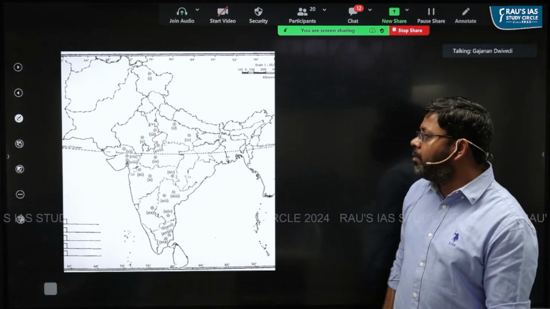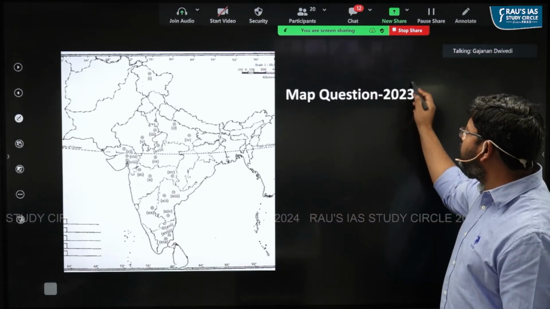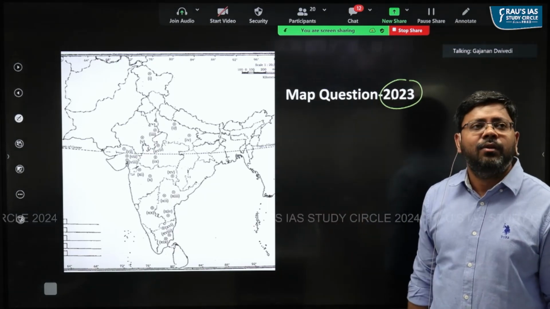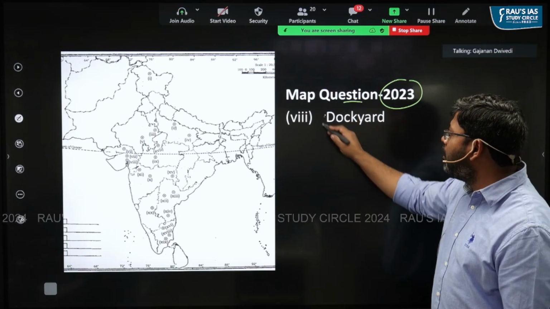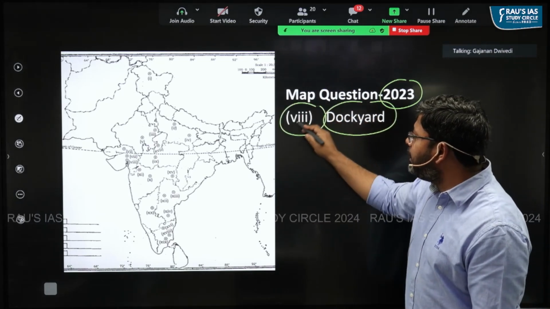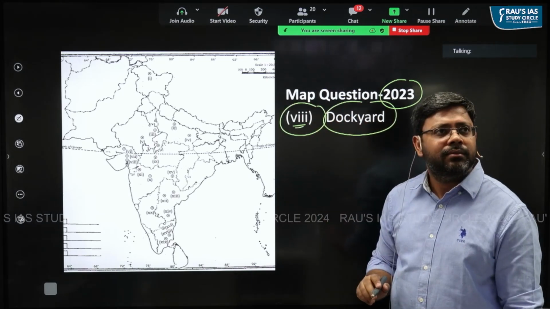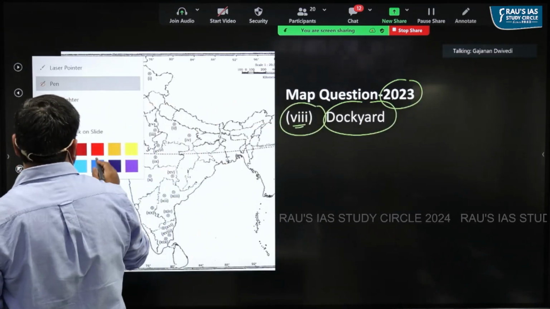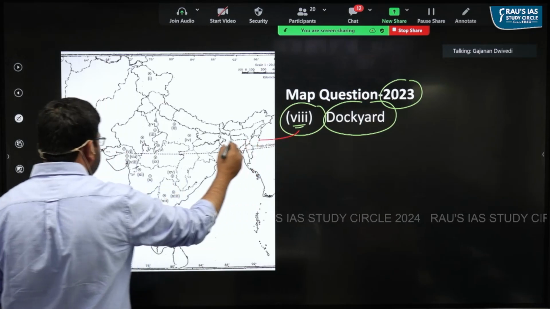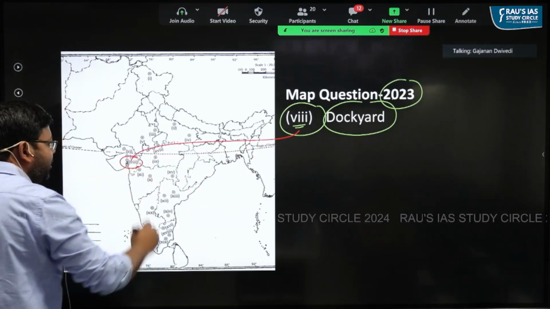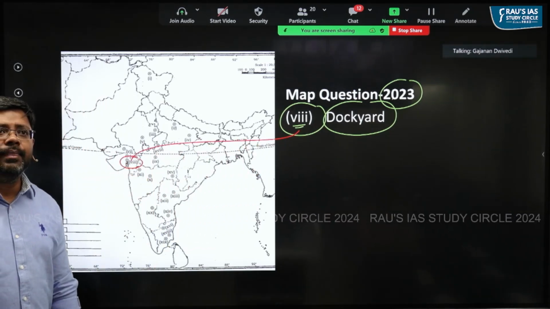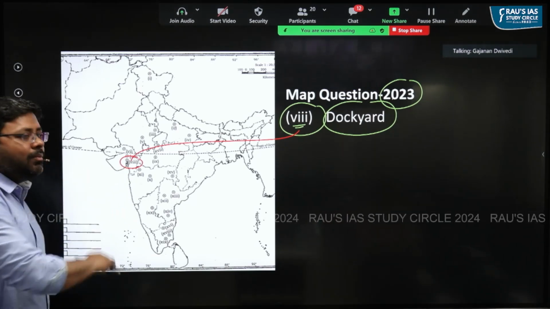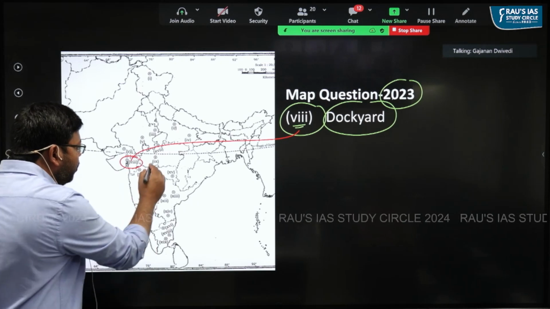But then think about it. This question is from 2023. I want to show you. What was the question? They said a dockyard that you have to locate in the 8th location. They said the 8th location is representing a dockyard. If you talk about the dockyard in the 8th location, this is the 8th location. Can you locate it? Do you see the location? Here on the mouth of the Bhogwa River, Lothal was there.